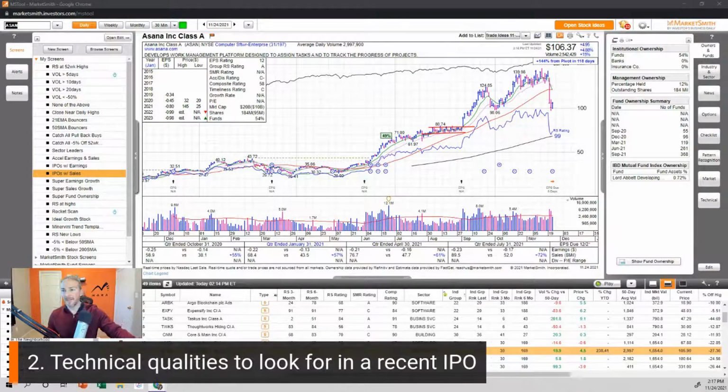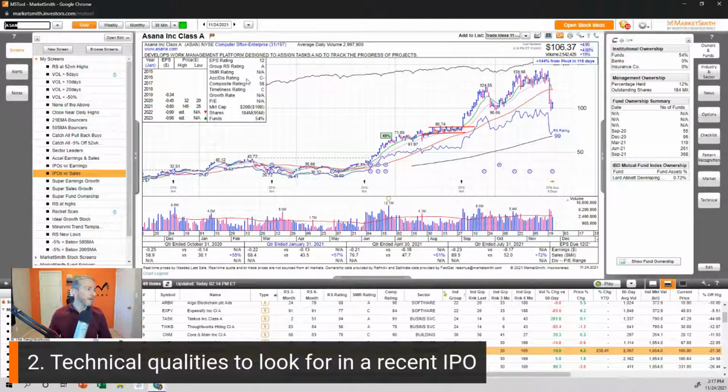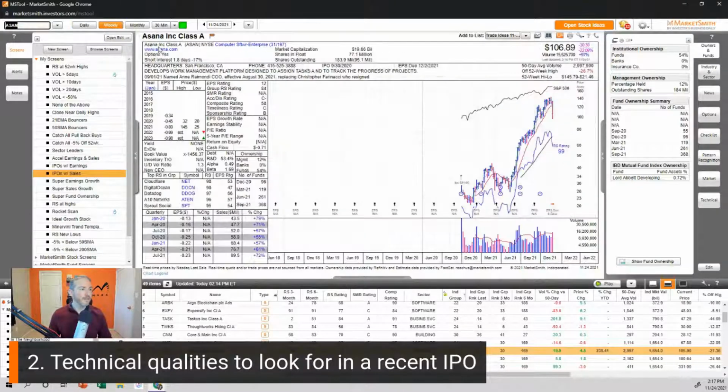Alrighty, then let's talk about the technical qualities to look for in a recent IPO. Right, so we already started to talk about some of them too, right? Like you see here with Asana, when did Asana IPO? Asana IPO'd. Come over here to the weekly time frame. IPO'd October of last year, right? So there's even a buy point later on over here, right? Well, what is that? That's nearly a year later, so you can look at it that way.